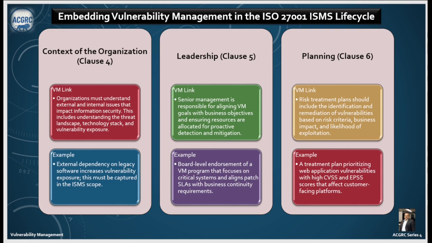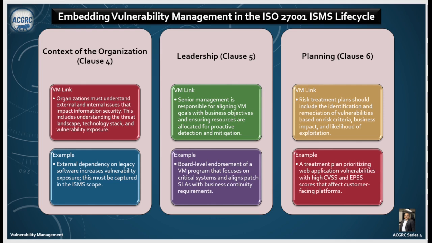What does this mean for vulnerability management? Well, vulnerability management is a core part of risk planning. Clause 6 helps you identify which vulnerabilities matter most to your business. It helps you decide how often to scan and what tools to use. It helps to set goals like resolve high risk issues within 10 days. It helps you plan how to improve your VM process over time.